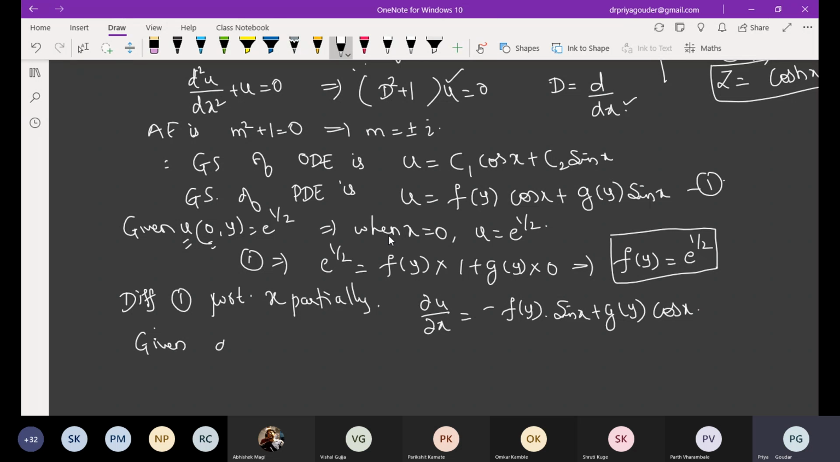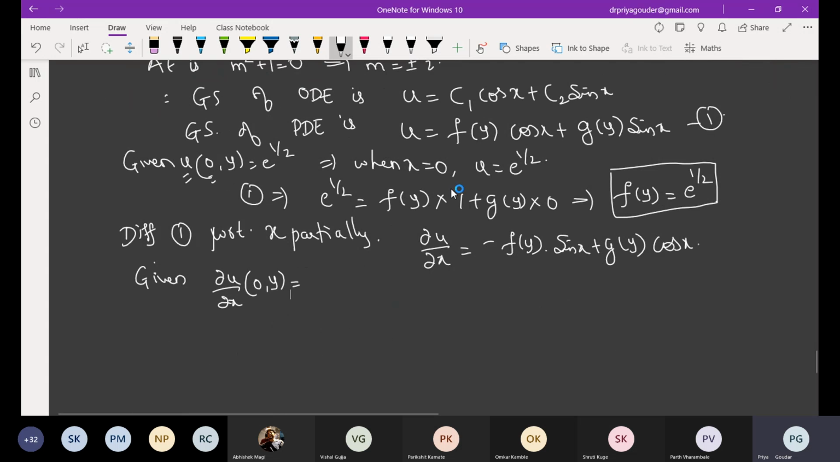What is the given condition? Dou u by dou x at (0, y) is given as 1. What is the meaning of this condition? When x equals 0, dou u by dou x is given as 1. Take this as equation 2 and just substitute.